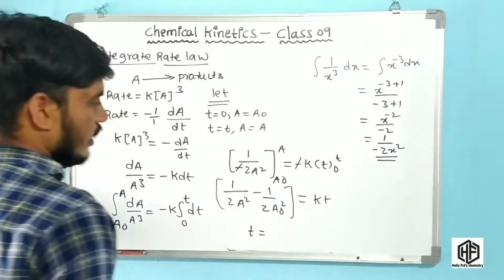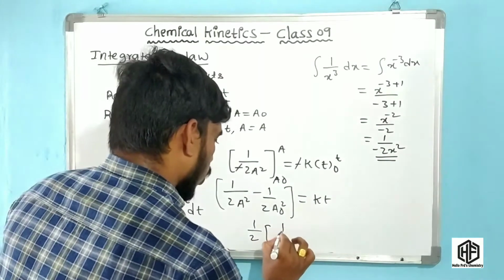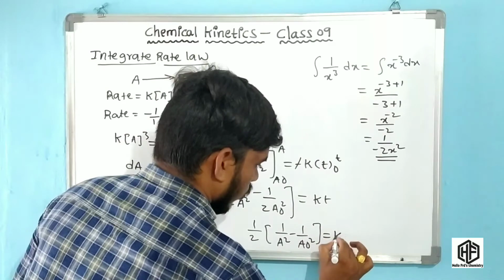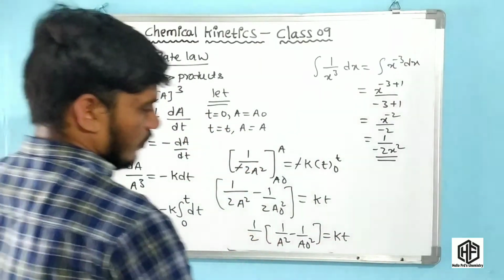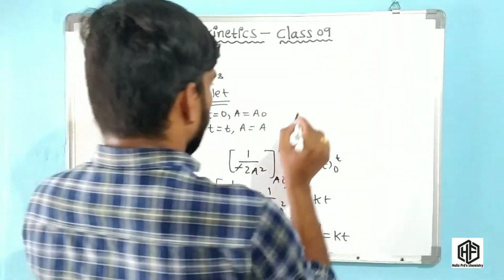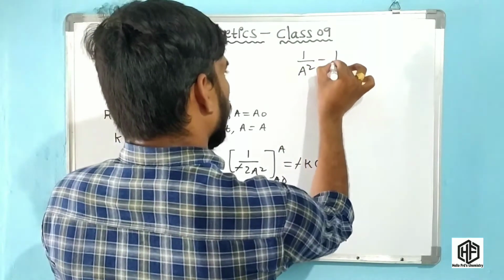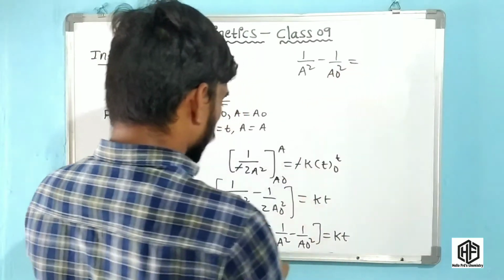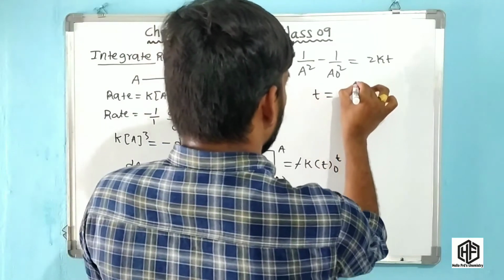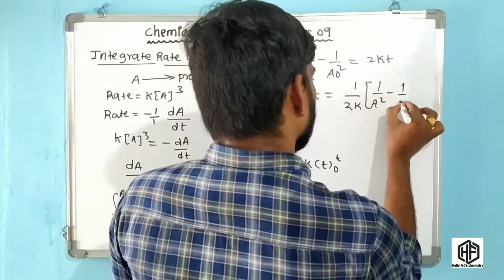Finally, t is equal to... in this expression 1 by t is common. Now 1 by A square minus 1 by A naught square is equal to 2Kt, with the 2 moved to this side. Okay friends, this is clear. Now t is equal to 1 by 2K into 1 by A square minus 1 by A naught square.